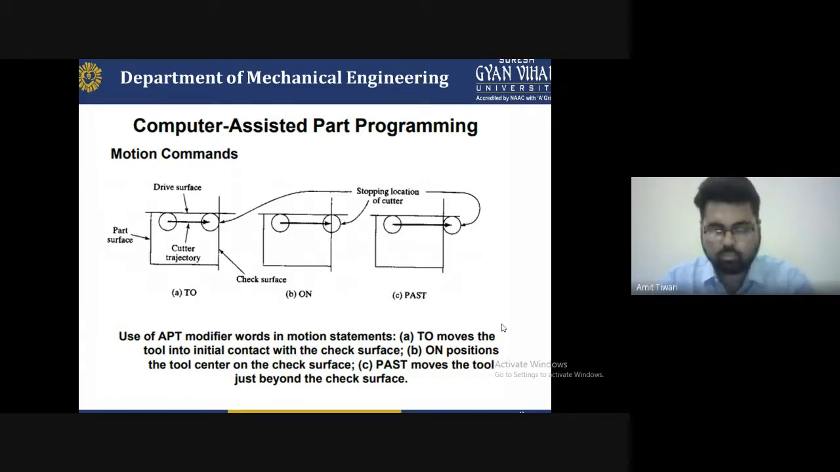Now the second one, that is the third one, is past. In the past case, from the second portion, if you compare with the on, you can see this is a half portion carried out from outside the reference line, and in this portion it will be out from that reference line, and there is a cutter available on the surface of that particular material. You have to use that cutter on the material, and we can say the pass moves the tool beyond the check surfaces. So these are the reasons we have selected the motion command.